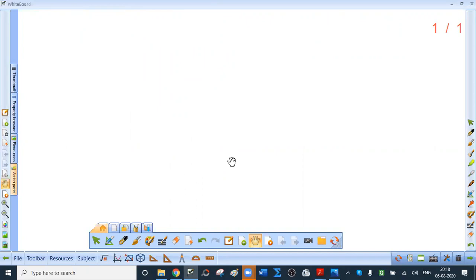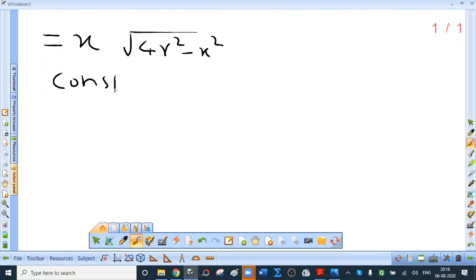Now area of rectangle equal to xy equal to x into, see it is y, so I should say, root 4r square minus x square. Okay. Now see the change. I am considering square.